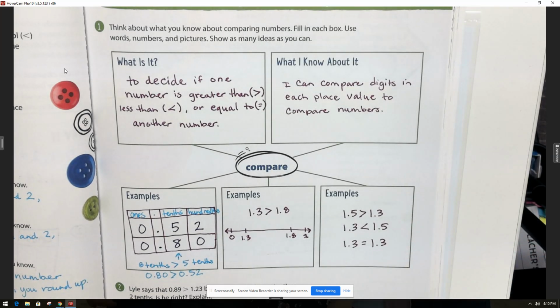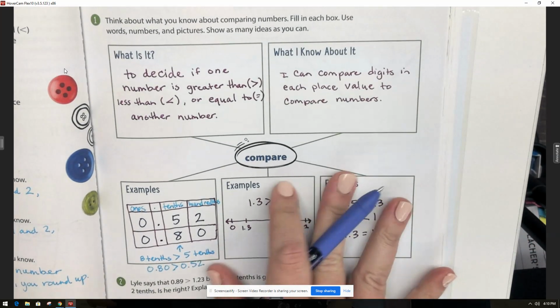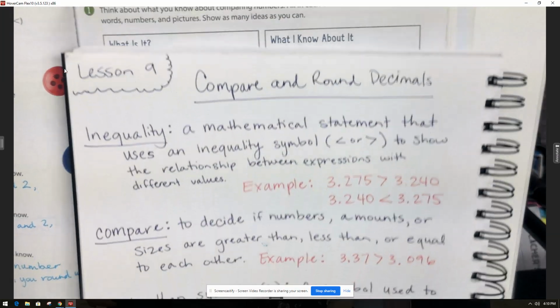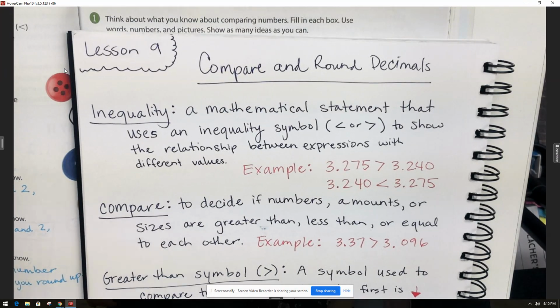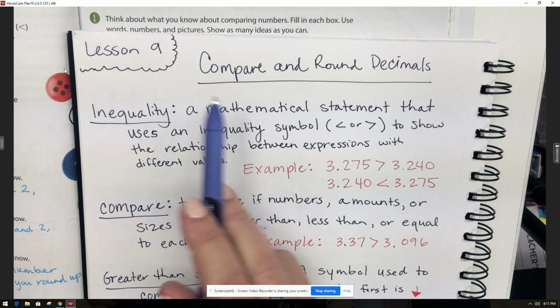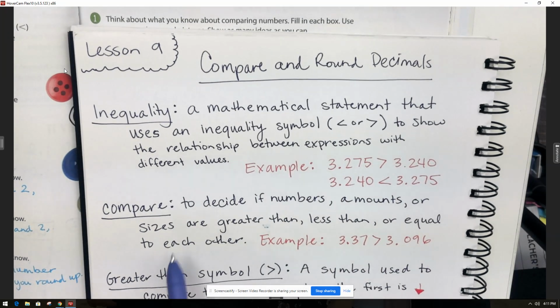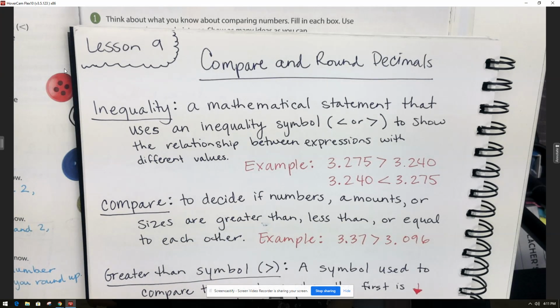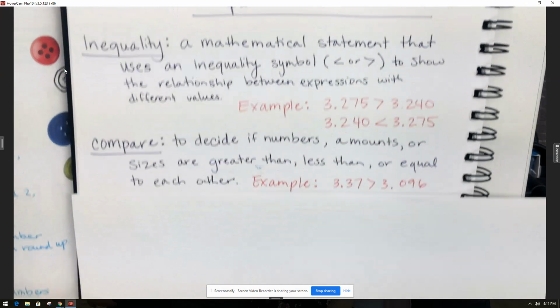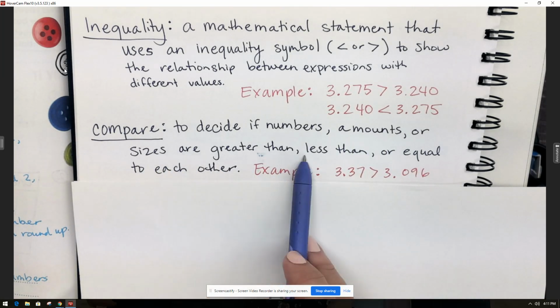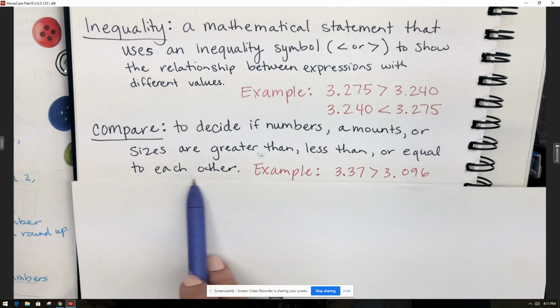Okay. So we're going to talk about what we know about compare, but before we get to here, don't pause it just yet. I want to go over the rest of our vocabulary words because compare is the next vocabulary word. So here are the important vocabulary words for all of lesson 9. I already went over what an inequality was, so you're good to go there. The word compare means to decide if numbers, amounts, or sizes are greater than, less than, or equal to each other.